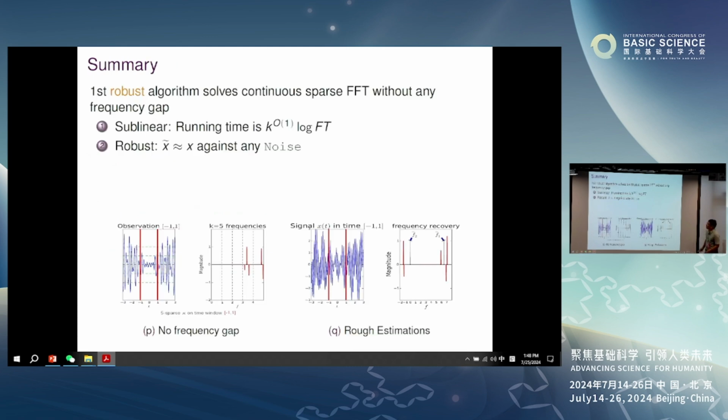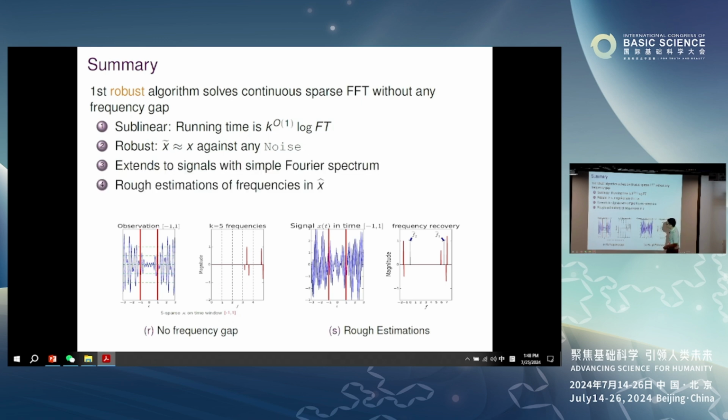Okay. So basically, we give the first robust algorithm without the frequency gap condition. The running time, we think, is sublinear. Its running time is polynomial in k and log f_t. So it's quite robust. It guarantees that my approximation is close to x under any noise.